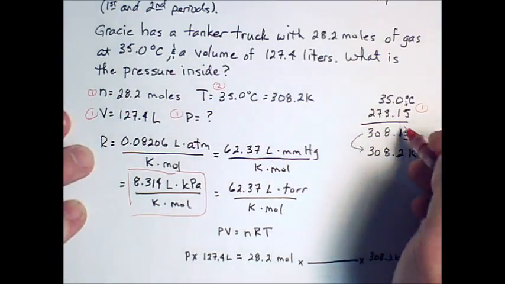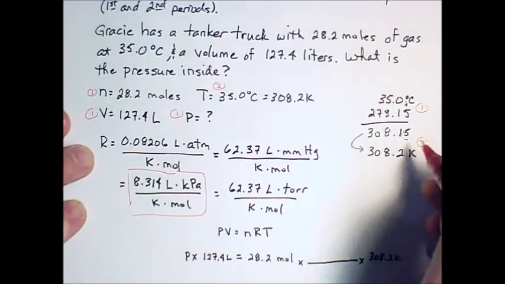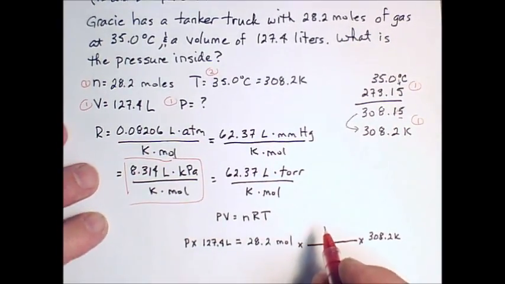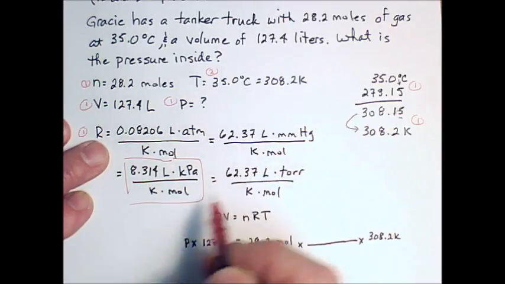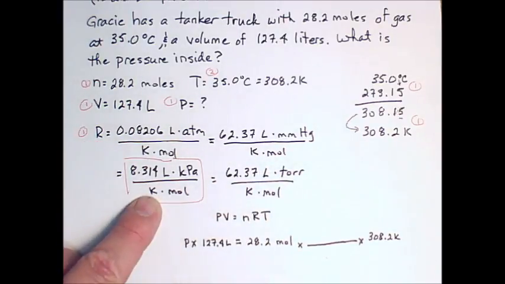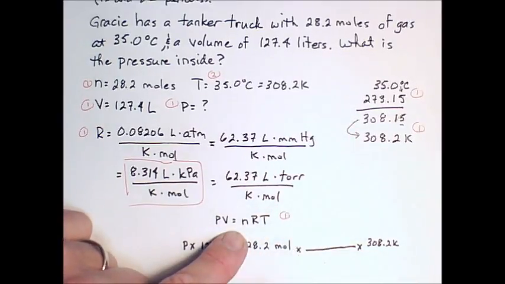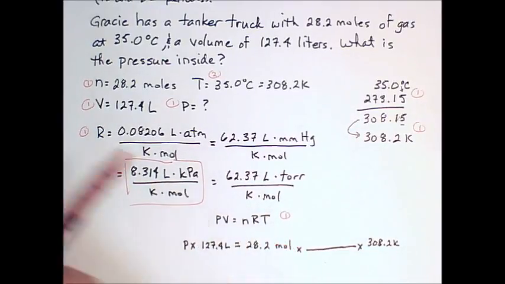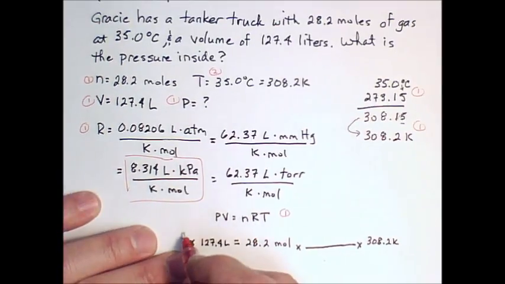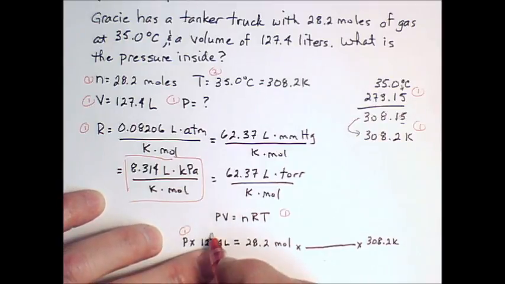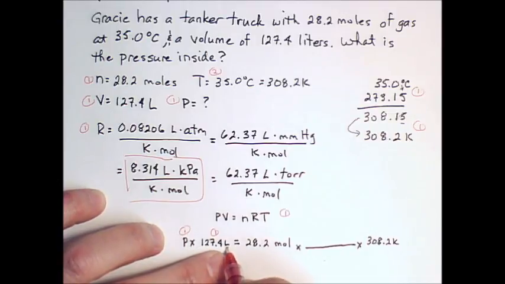A point for adding and a point for rounding here to convert to Kelvin. A point for having one of these 4 versions of R. In this case, we're looking for this one. A point for having chosen the correct equation to use and writing it down. A point for writing P over here times this number with the units of measurement. You have to write the units of measurement. That's worth a point. Without the units of measurement, if they just have a number, that's not worth anything.